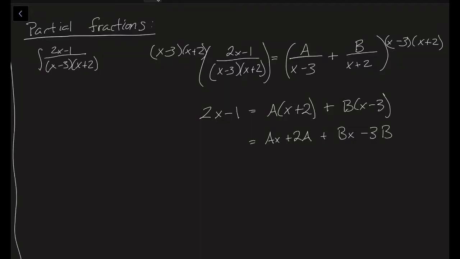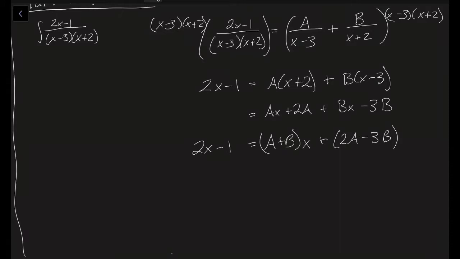After that, let's go ahead and gather our x's and our constant terms. So for our x's, we have A plus B, and we'll multiply that by x, plus 2A minus 3B, and those are our constants. And remember, this is equal to 2x minus 1. So to figure out what A and B are, let's go ahead and set our coefficients equal to each other. This is called equating coefficients. So we're going to set A plus B equal to 2. We're setting our x's equal to each other. And we're going to set 2A minus 3B equal to negative 1. We're setting our constants equal to each other.